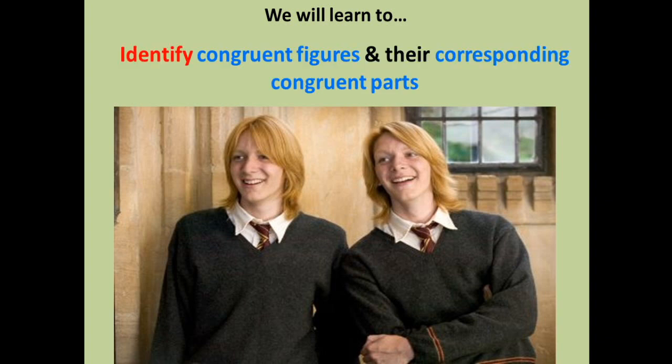Welcome, Prep 1. Our lesson today is about congruence. We will learn to identify congruent figures and their corresponding congruent parts.